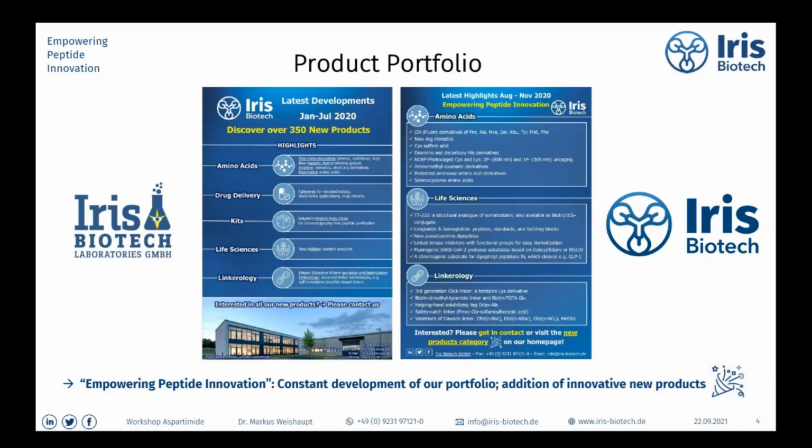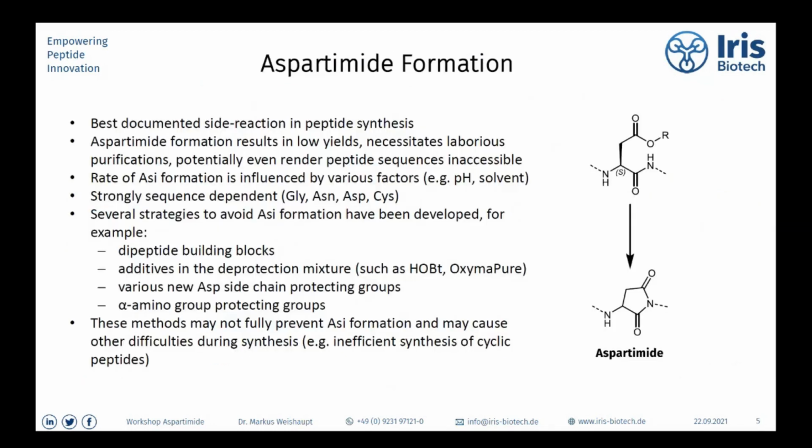So now to the chemical part, a brief introduction of aspartimide formation. Aspartimide formation is one of the best documented, if not the best documented, side reactions in peptide synthesis. This is not surprising since it results in low yields and usually necessitates laborious purifications and may even render certain peptide sequences inaccessible by chemical synthesis.